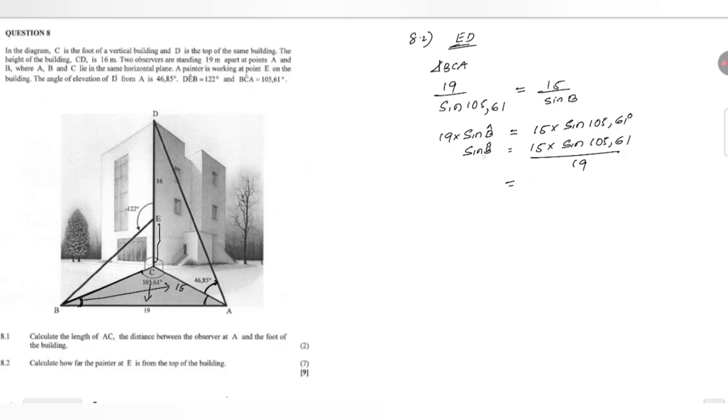When you do this one, we can calculate that angle. That angle B, if I make it more specific, angle CBA is going to be sine inverse of this thing, that is 15 times sine 105.61 divided by 19. When you do this one, the answer is going to be 49.5 degrees. Where are you going to write that? That is here, 49.5 degrees.